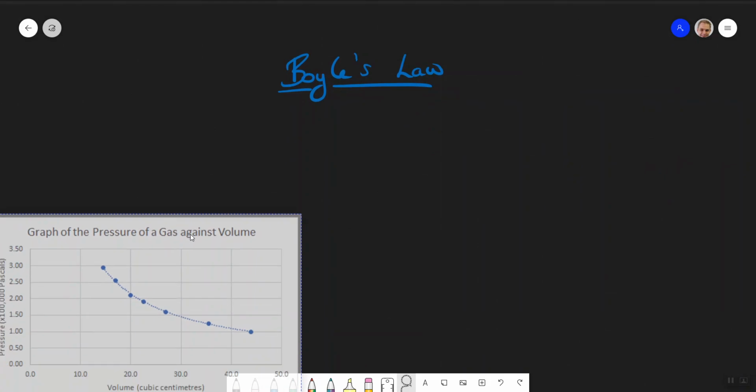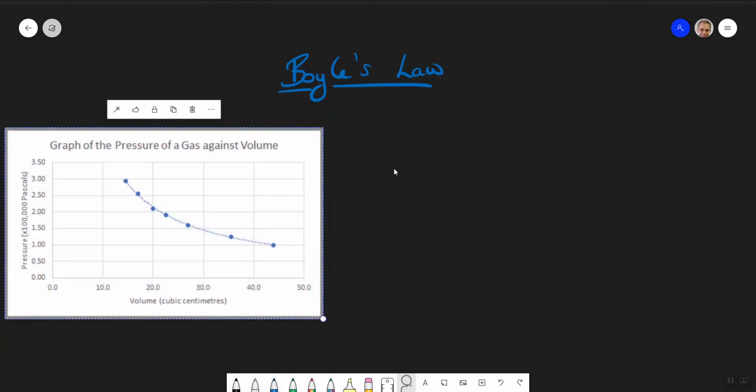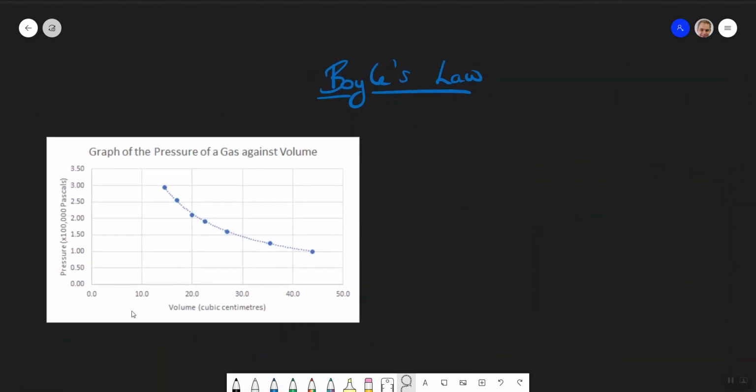Let's bring this one up first. If you first plotted the pressure of the gas on the y-axis against the volume on the x-axis, then you end up with a graph that starts to curve. This is the kind of shape you get whenever you plot what's called a pressure-volume graph.